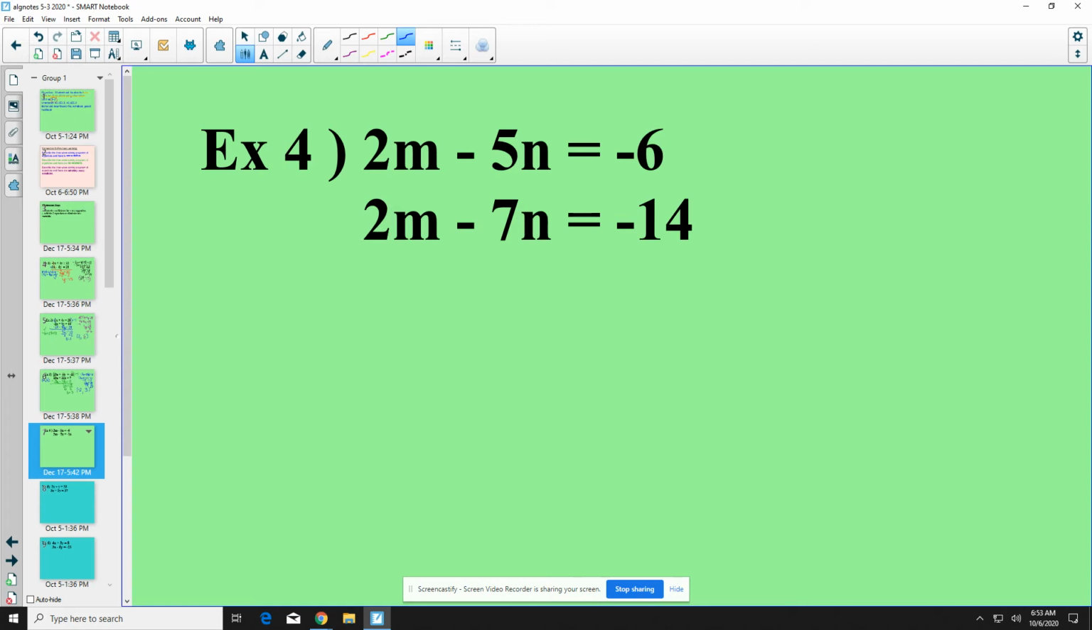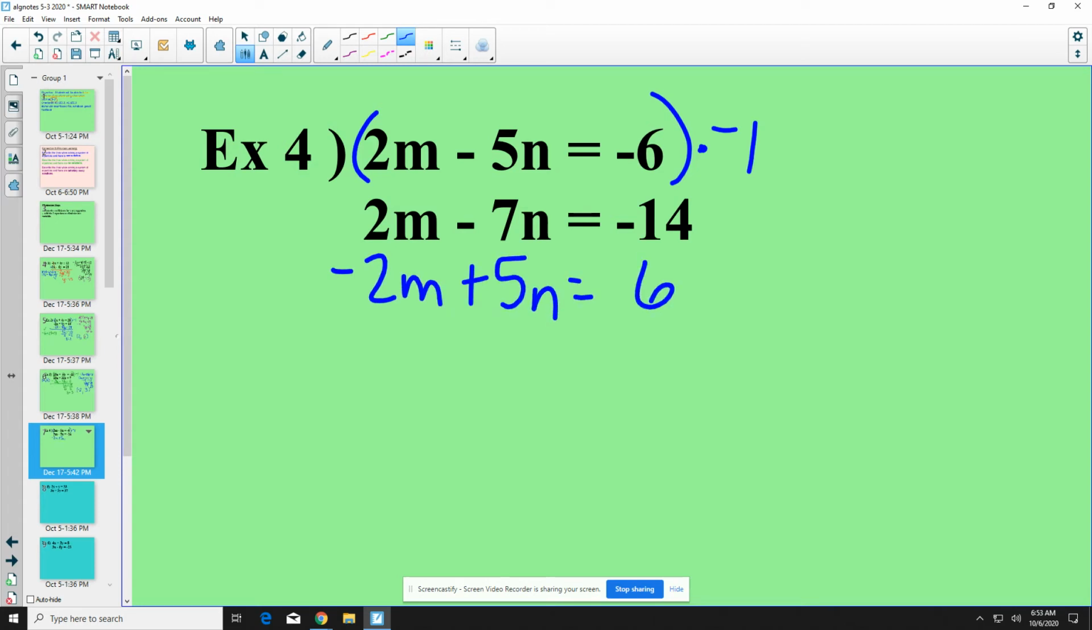All right, now that you're done, notice on this one, the coefficients for m are the same. So what we could do is just take one of the equations and multiply by what? Negative 1, right. So I'm just going to take the top one. It really doesn't matter which one. I'm going to multiply the top one by negative 1 to get negative 2m plus 5m equals 6. Then I'm going to add the two equations together.